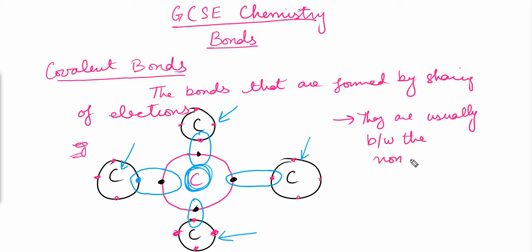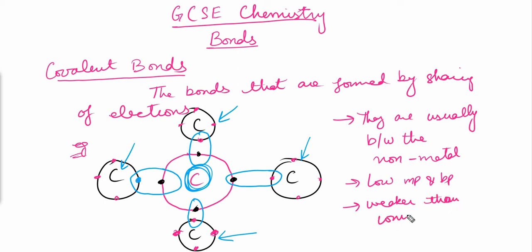They are weaker than the ionic bond. They have low melting and boiling points, and it is easier to break them as compared to the ionic bonds. Okay, so let me just write it here: low melting point and boiling point, and weaker than ionic bonds. So it is easier to break the covalent bonds.